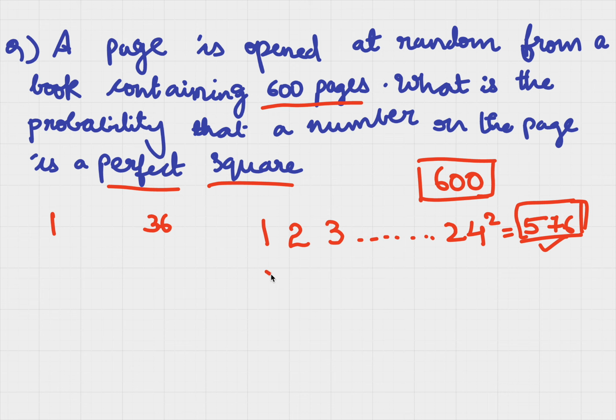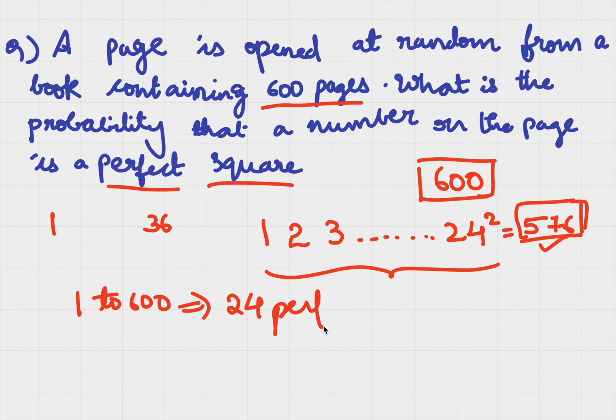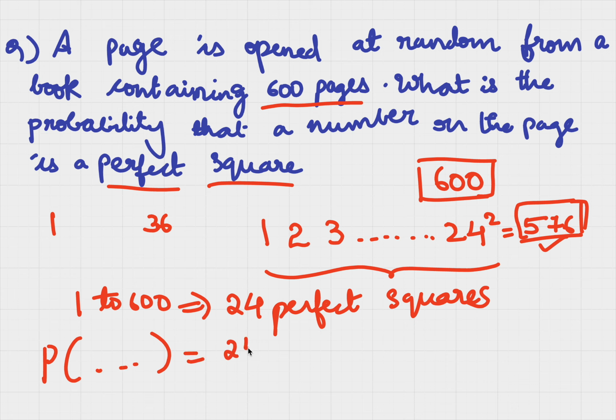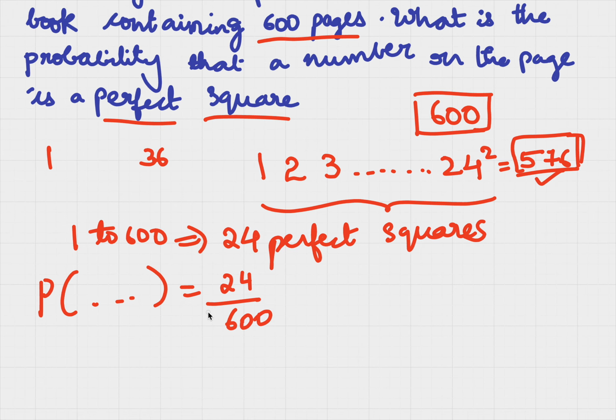So there are 24 perfect squares from numbers 1 to 600. These 24 are the favorable outcomes out of all these 600 pages. So the probability of getting a number on the page which is a perfect square is 24 by 600. Let's move on to the next question.